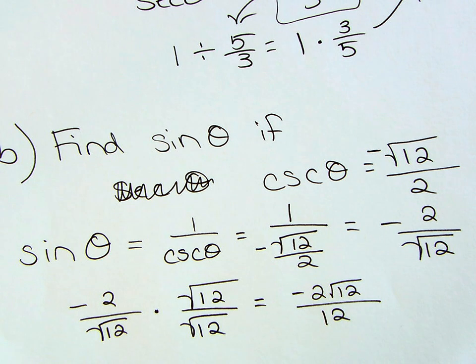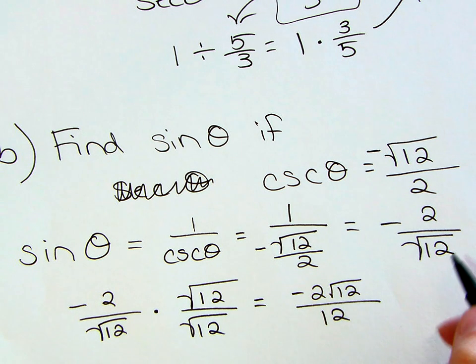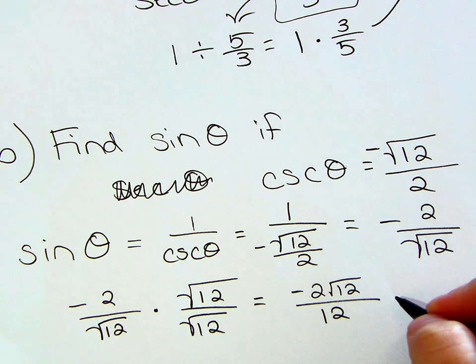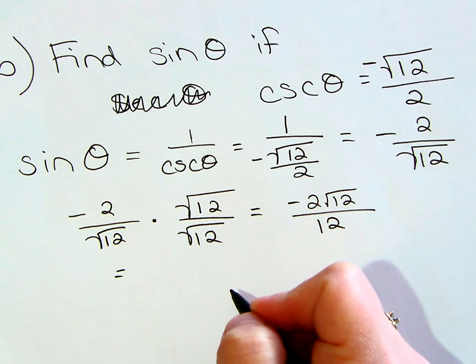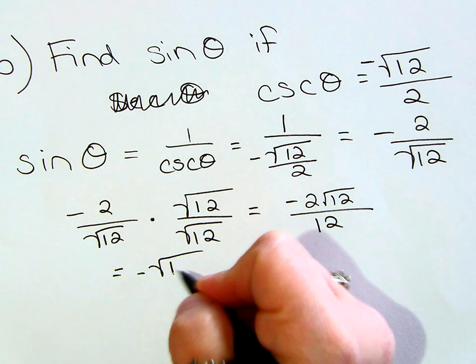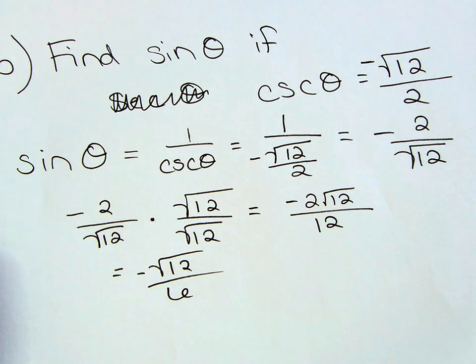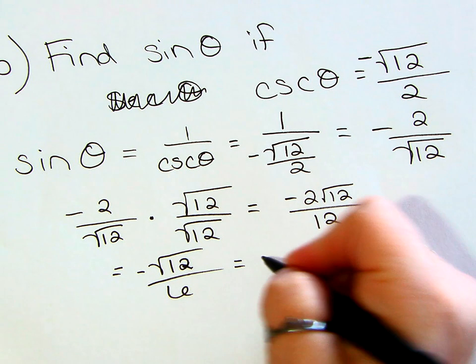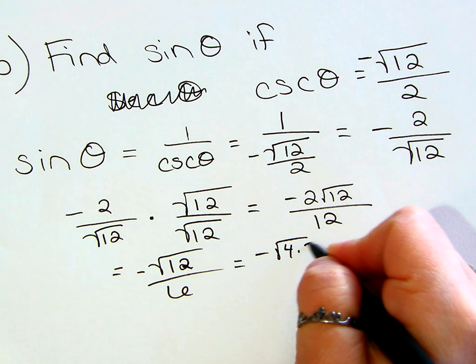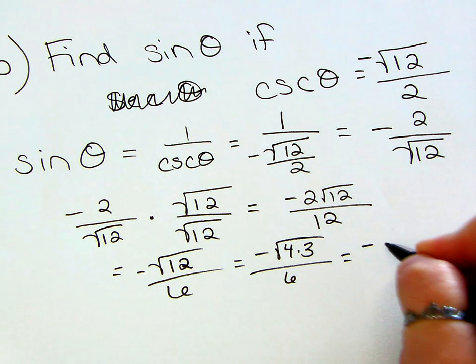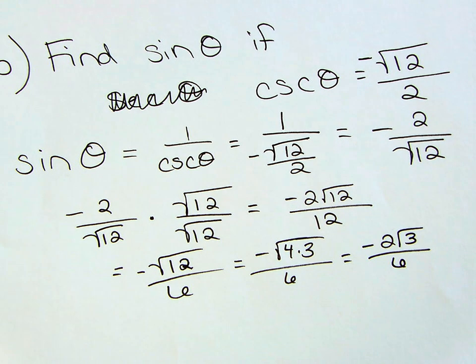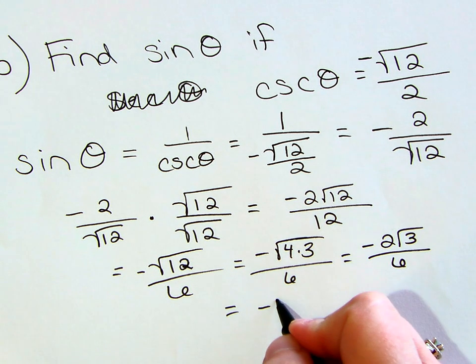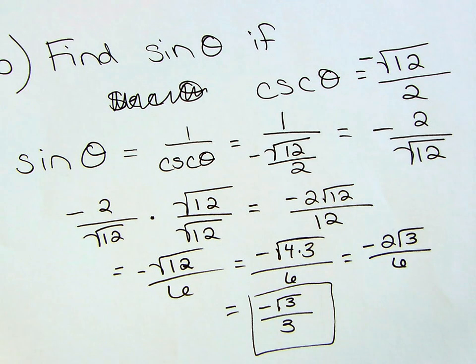2 and 12 both have a 2 in common, so you do want to keep simplifying it until you can't simplify it anymore. Let me slide up. So you have negative square root of 12 all over 6. Now 12 is not a perfect square, so it's not going to get simplified any further. But is there a factor of 12 that is a perfect square? 4, yeah. So you can keep simplifying and keep simplifying until you get down here to negative square root of 3 all over 3.